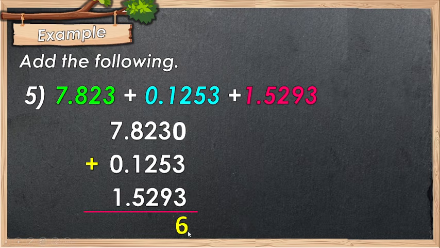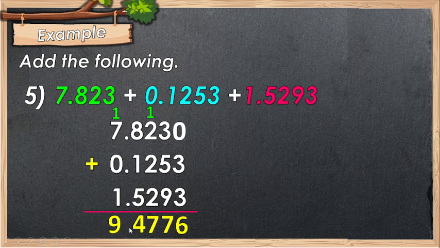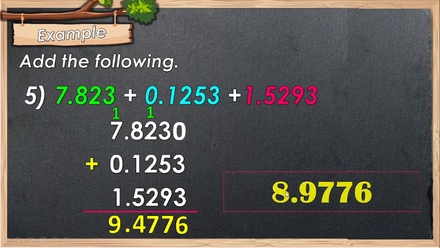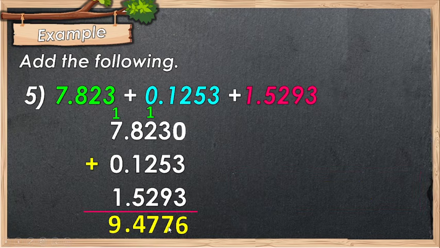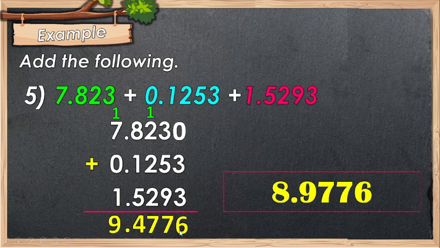3 plus 3 plus 0, 6. 9 plus 5 plus 3, 17, carry 1. Then we have 2 plus 2 plus 2, 6 plus 1, 7. And then we have 5 plus 1, 6 plus 8, the answer is 14, carry 1. And then 1 plus 0 plus 7 plus 1, the answer is 9. Don't forget to place your decimal point. So the answer is 9 and 4,776 ten thousandths.